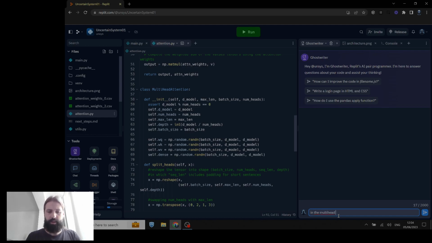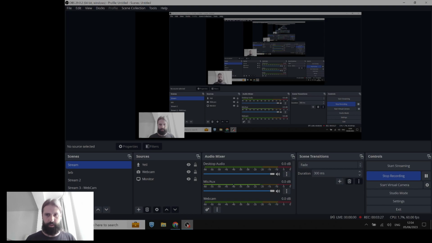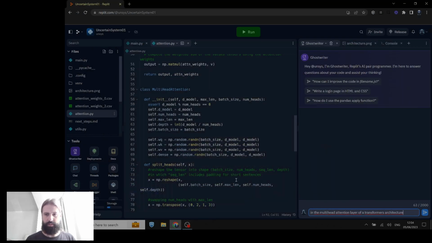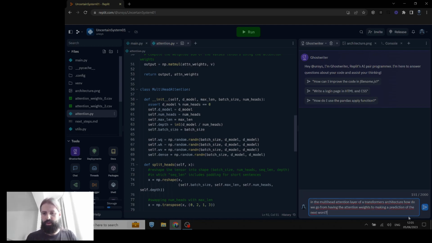So in the multi-head attention layer of the transformers architecture, hopefully the sound of the laptop is not just too loud. Sorry guys, because I'm not having the best setup as I'm not really at home. In the multi-head attention layer of the transformers architecture, how do we go from having the attention weights to making a prediction of the next word? You know what I mean?